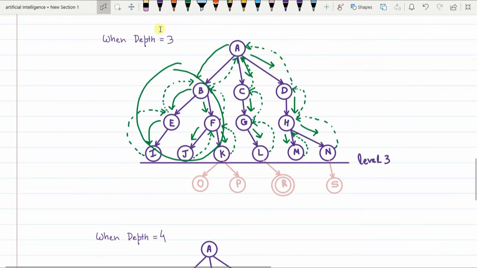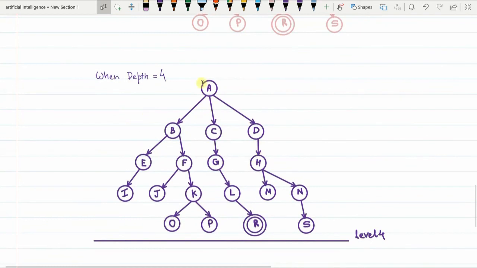So the depth limit in the next iteration will be incremented by 1 and another level of the tree will be explored. Now this entire tree is visible, and notice that the goal node R lies in this particular level. So finally, with depth equal to 4, the DFS procedure starts again.